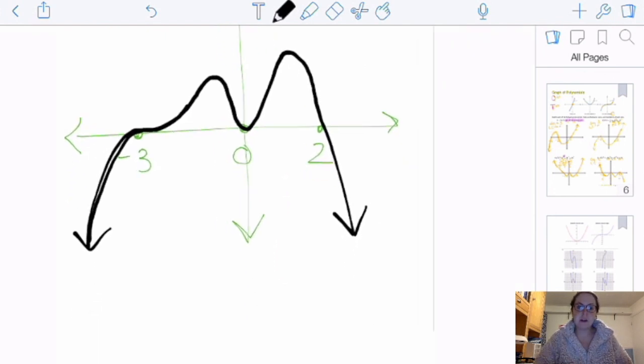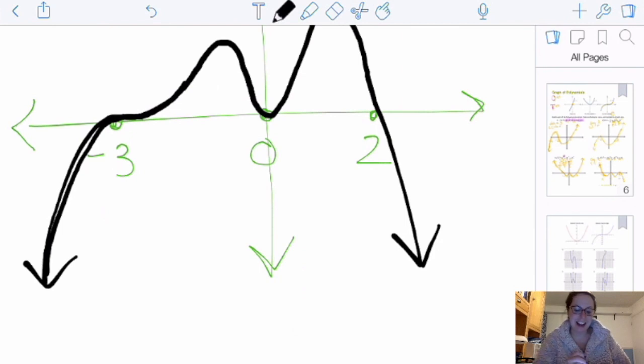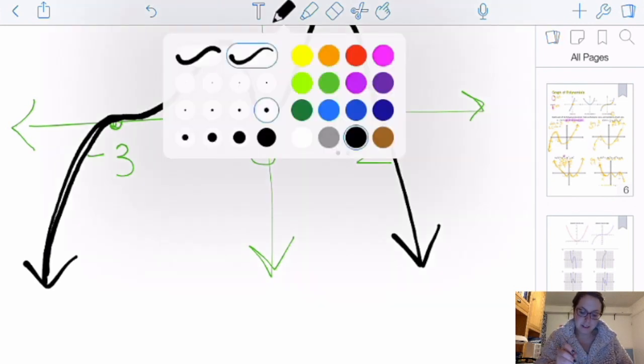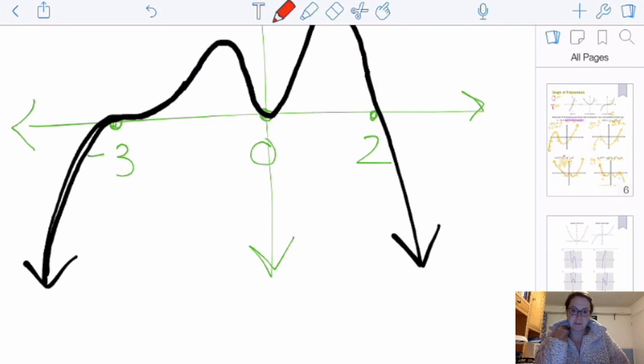Okay, so looking at that, I see that I have some end behavior to deal with. I have some other stuff to deal with. So what I always tell my classes is to start with the zeros, okay? If you have 3 zeros, that means you need 3 factors. And then we can mess with the multiplicities.